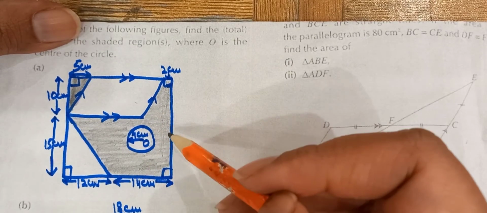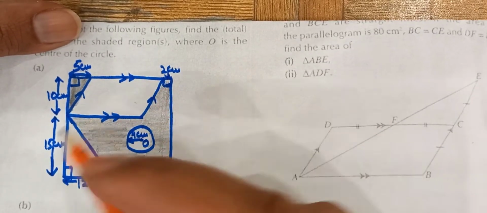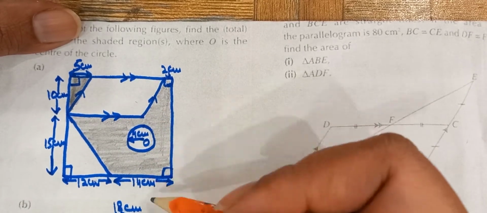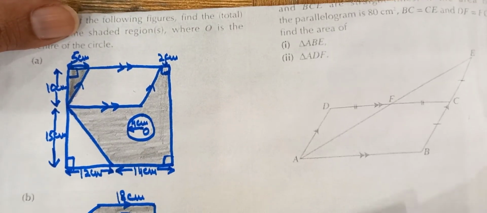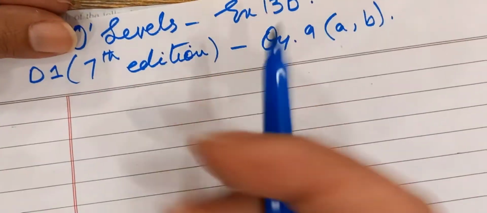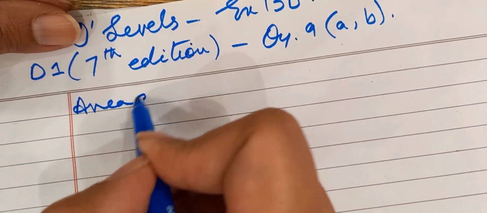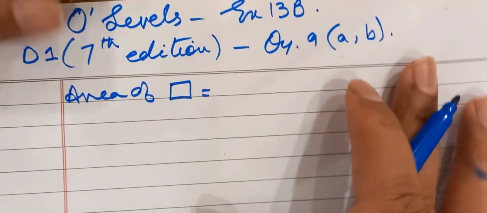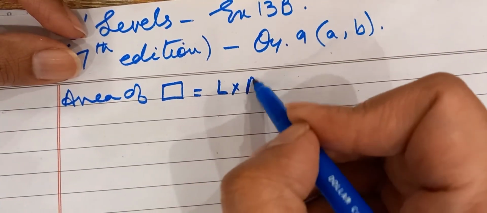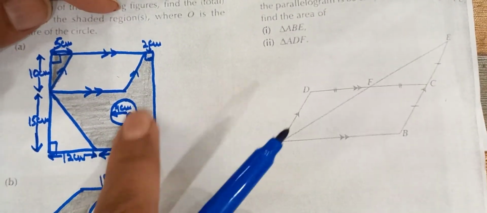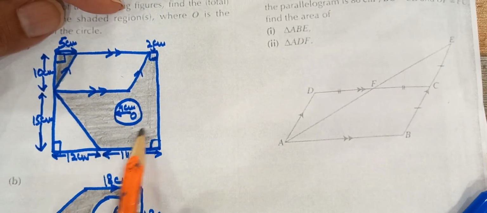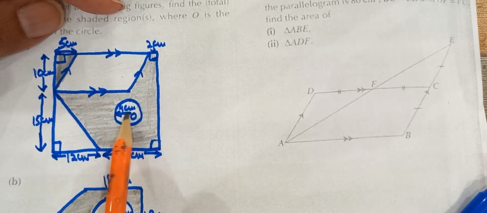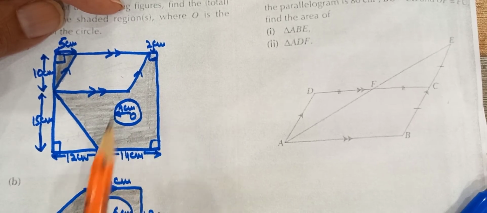If I follow this scheme, they have given all the required dimensions to solve all these. So first of all, I'm going to calculate the area of the rectangle. Area of rectangle is equal to length into breadth. This is a big rectangle which contains all these shapes. If I calculate the area of the big rectangle, all this area, including these white parts, would also be included in this area.